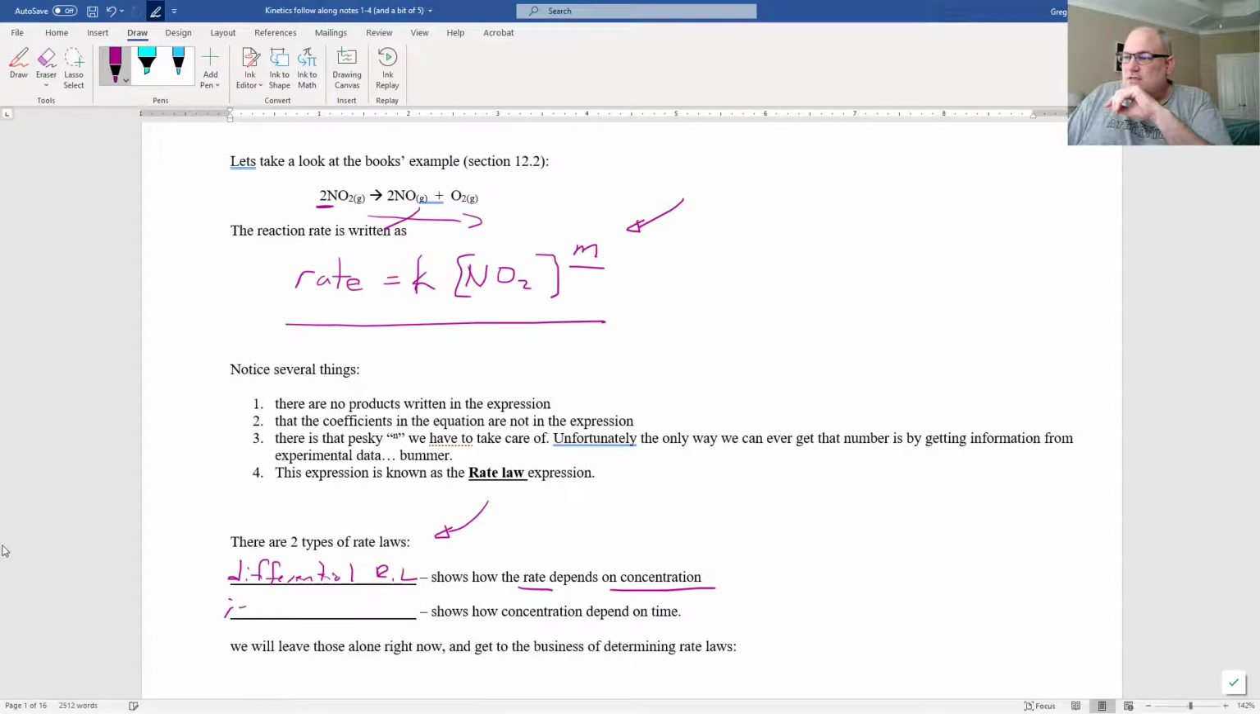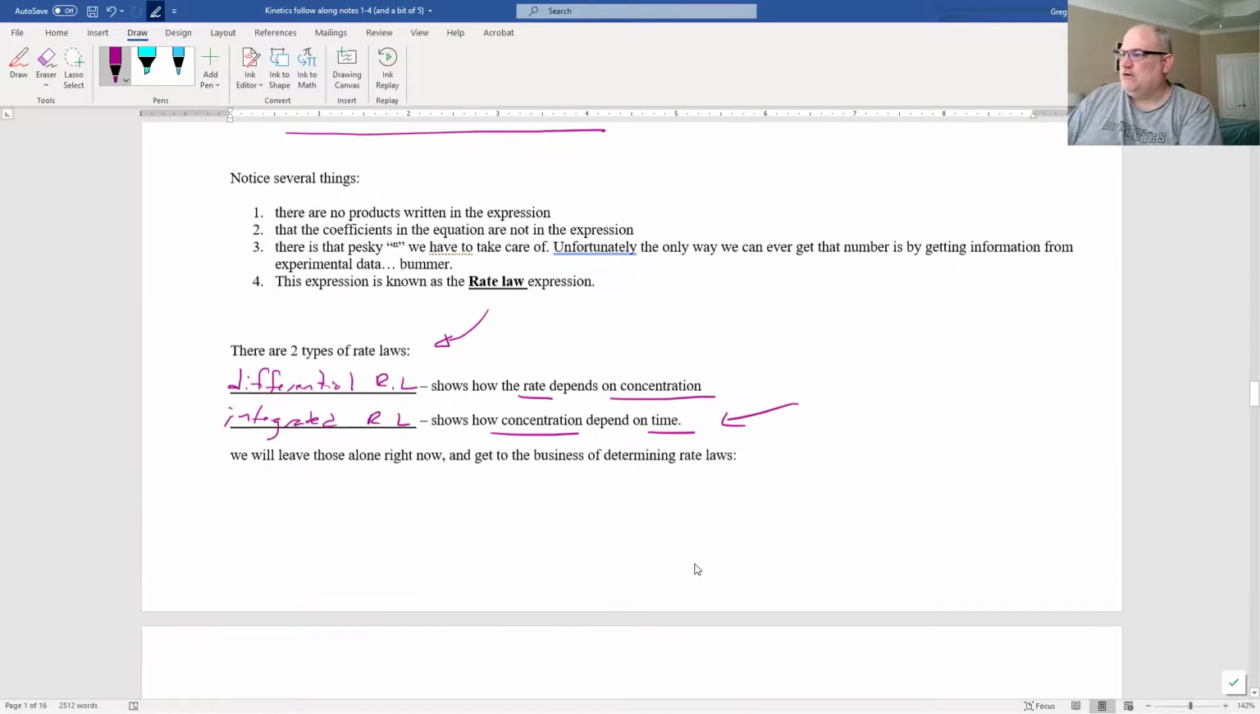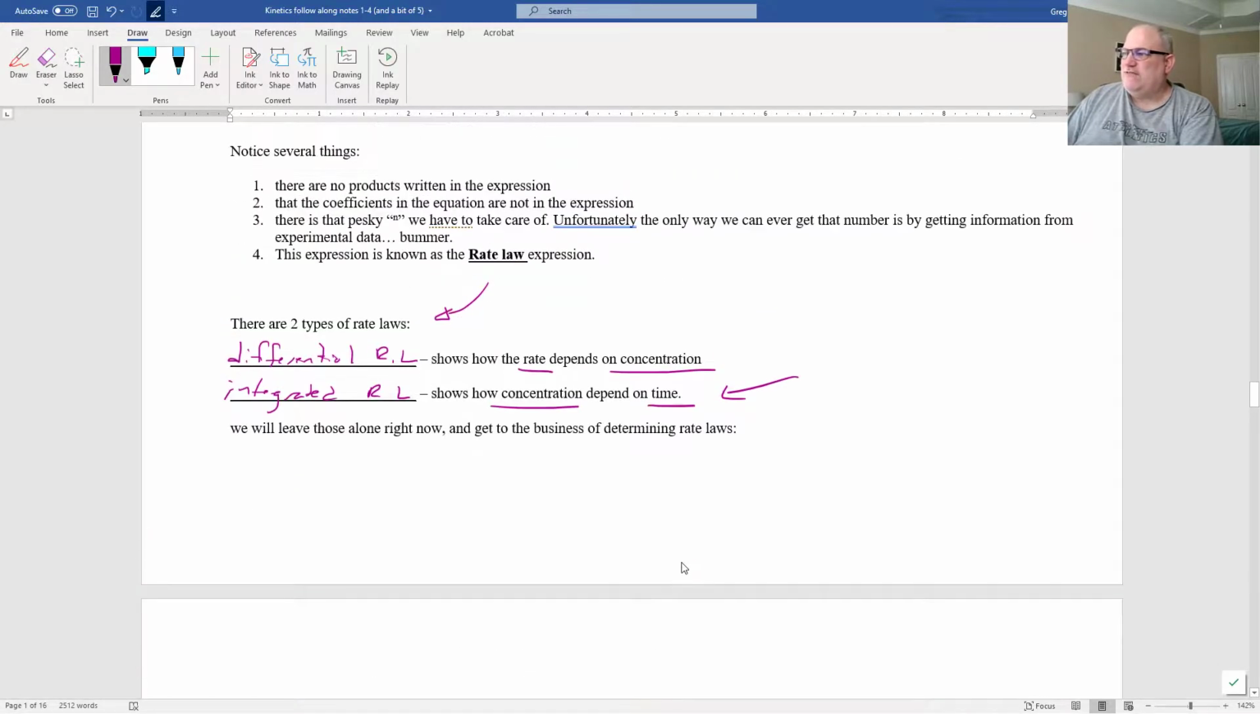Integrated rate laws show how concentration depends on time, and these are much more tricky. If you're good with calculus, then you're going to love this stuff because you have done integration before, and this will be wonderful for you. But for right now, I'm going to leave both of these types of rate laws alone, and in the next video we'll talk about how we figure out the rate law from data.